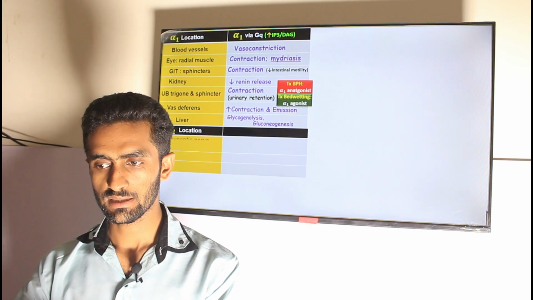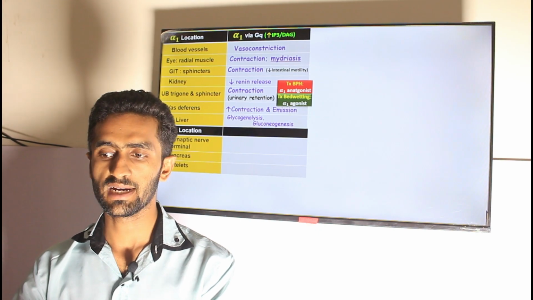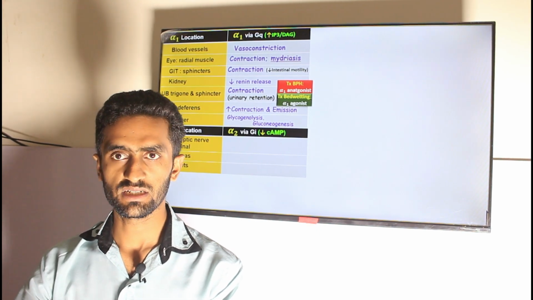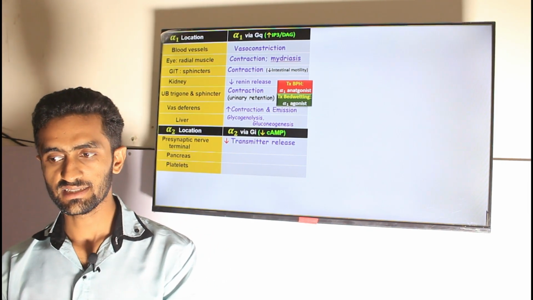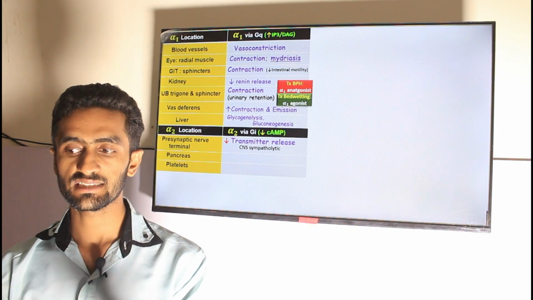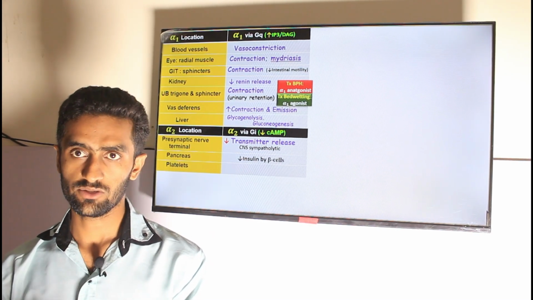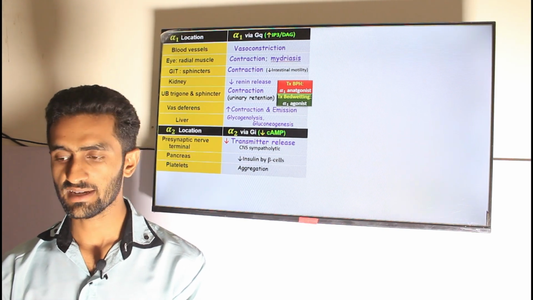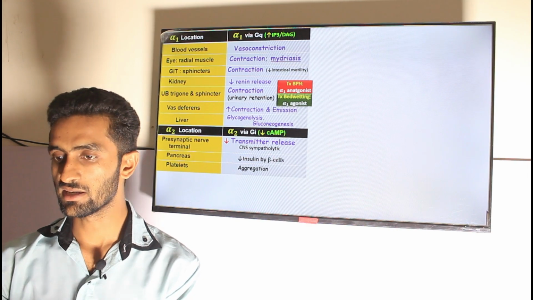Alpha 2 location: the presynaptic, you know better, and the other locations are the pancreas and the platelet. Presynaptic Gi, of course, decreases cyclic AMP, so they decrease transmitter release, norepinephrine release. So they are seen as sympatholytic. In the pancreas, they decrease insulin release from the beta cell. Platelet aggregation is also associated with Gi function. So three functions are with the Gi.